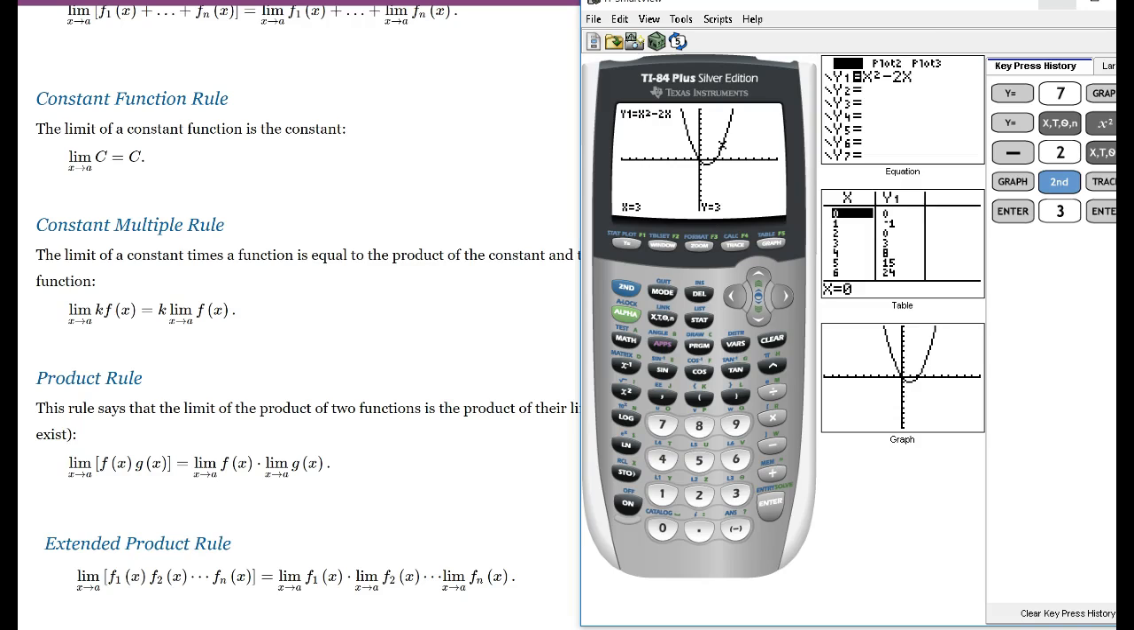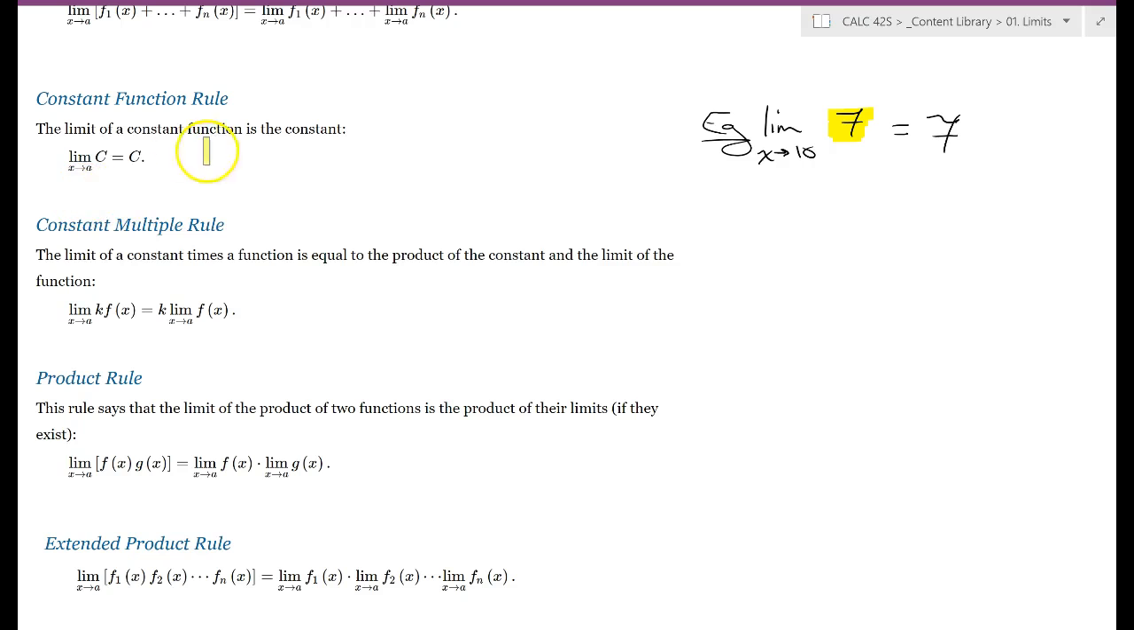So again, that's how we can use the graphing calculator to our advantage, especially when doing calculations. So on to the next rule, the constant multiple rule. This one's kind of interesting, and it ties in with the next rule in the same way that the constant function rule works.